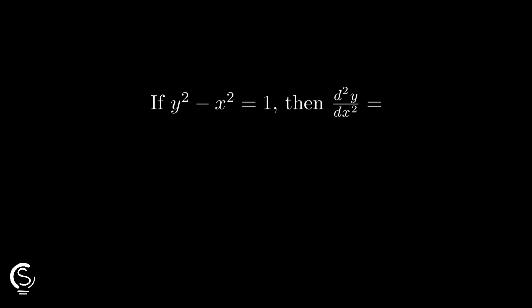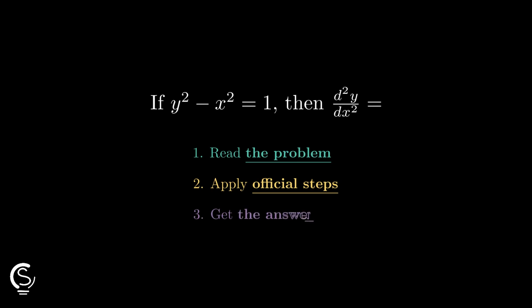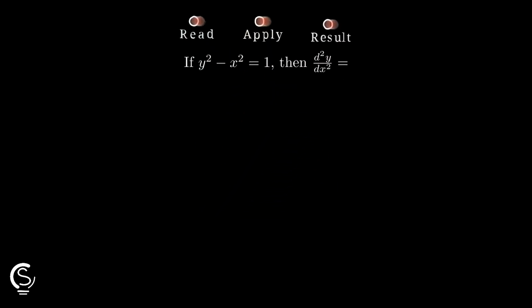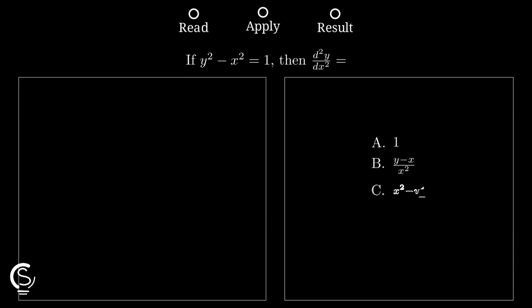Let's level up. Implicit differentiation problems are fast to solve if you follow the steps. Let us find that second derivative right now. Differentiate both sides with respect to x. This gives 2y dy/dx minus 2x equals 0. Solving for dy/dx gives x over y.